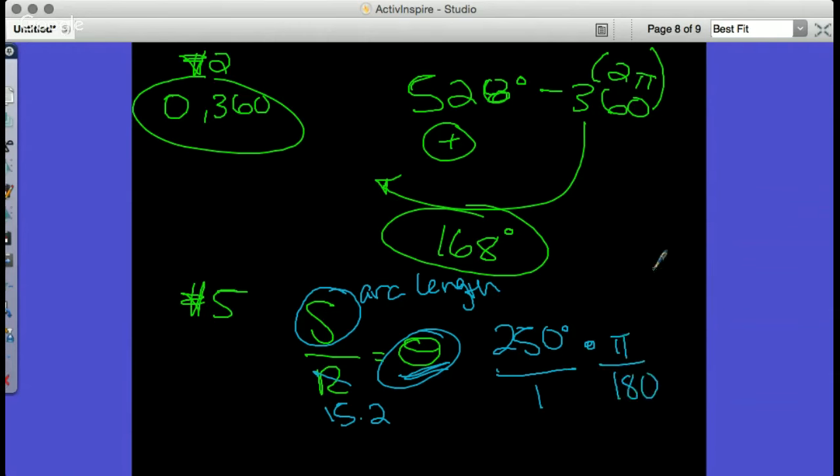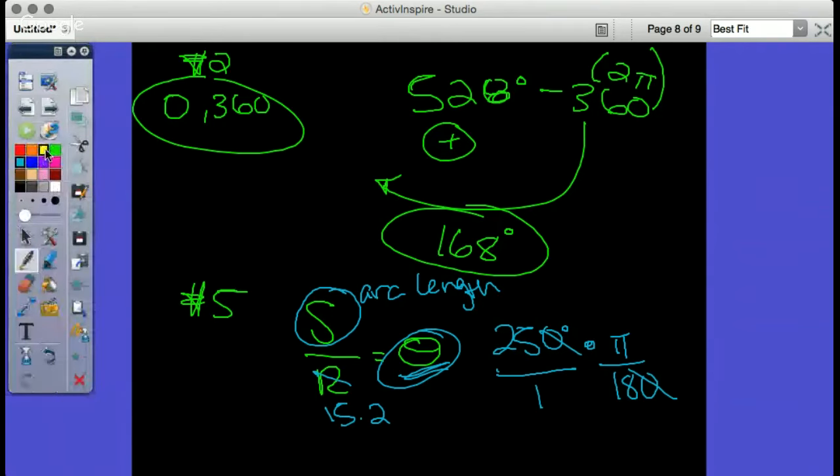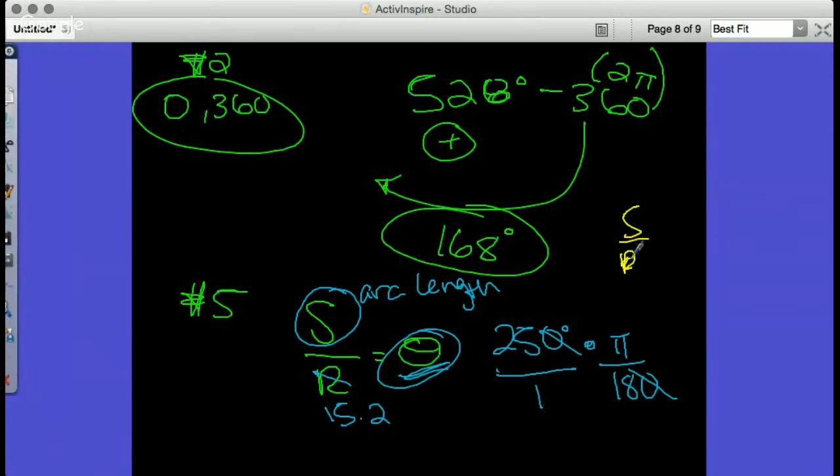All right? Is anyone in here confused on that? Does that make sense? Okay. Can I reduce 250 and 180 down? Yeah, zeros. I like that. Good, Carson. So now I've got 25 pi over 18. So what we could do now is instead of theta, we put 25 pi over 18. We could say S over R, S over 15.2, my fault, equals 25 pi over 18.